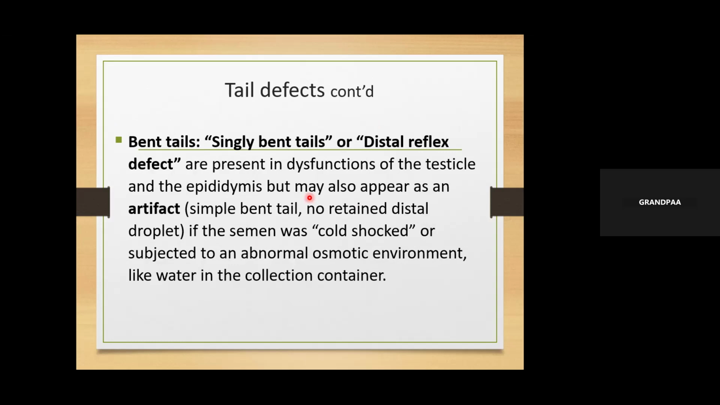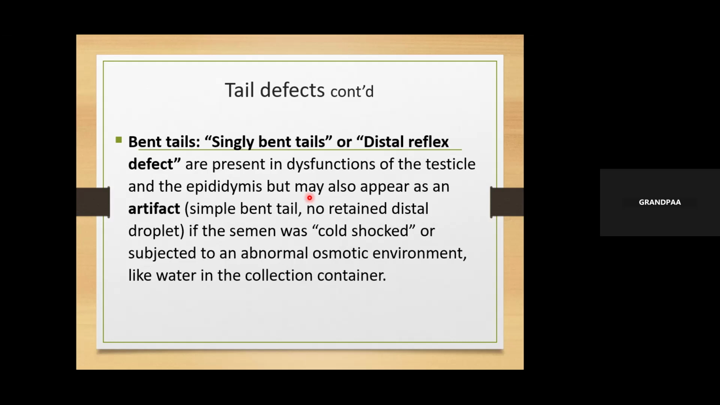It's a common phenomenon. We have singly bent tails, which is also called a distal reflex. You remember when you say something reflex, you are looking back. So the tail, instead of being straight down, all of a sudden turns back. Once it turns back as a single bend, that's called singly bent tails, and it's also called distal reflex defect.